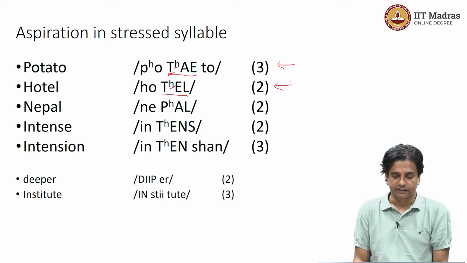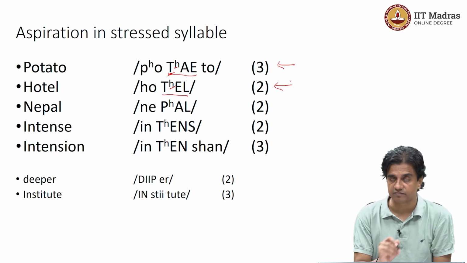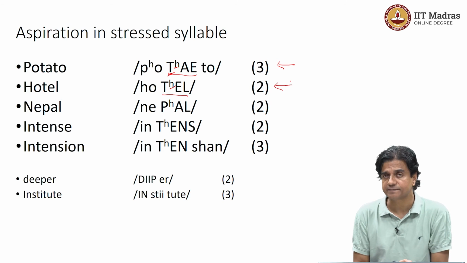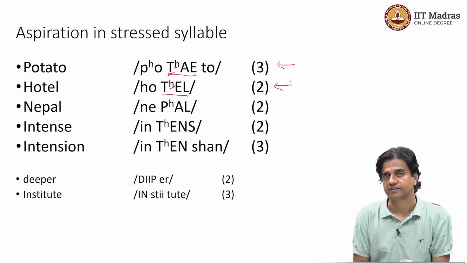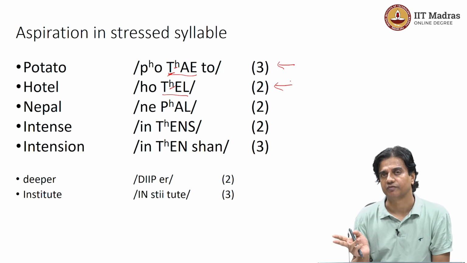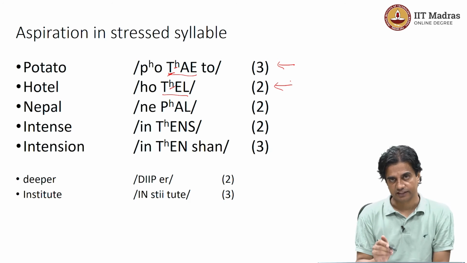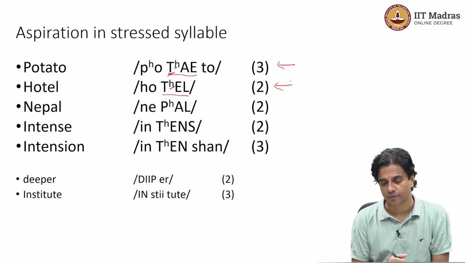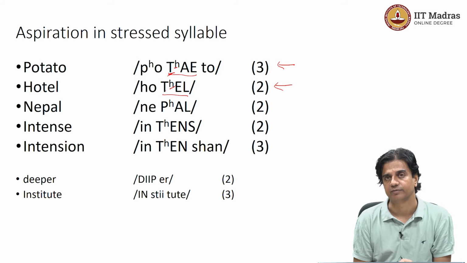Moving ahead, this noun hotel is an exception to that rule. This is a noun, but it has two syllables, and the second syllable is getting stressed here, not the first one. So this is a small counterexample to the previous rule. But nonetheless, this is how it is spoken. So we say hotel, hotel, because the second syllable is stressed.